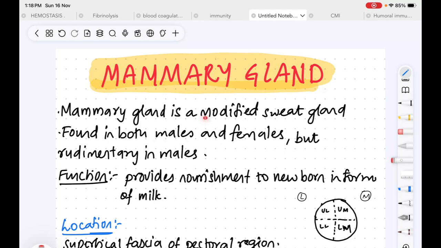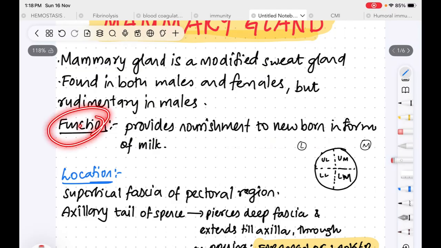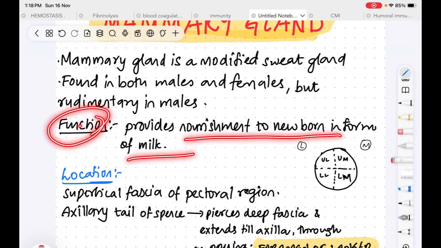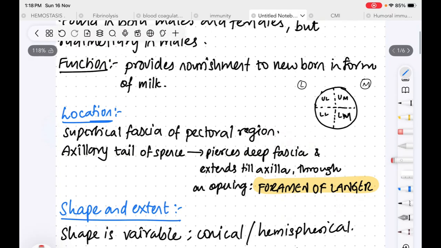Okay, so the mammary gland is a modified sweat gland found in both males and females, but it is rudimentary in males. And what is its function? It provides nourishment to the newborn in the form of milk. And what is the location of the mammary gland? The mammary gland is located in the superficial fascia of the pectoral region, the region of the chest.